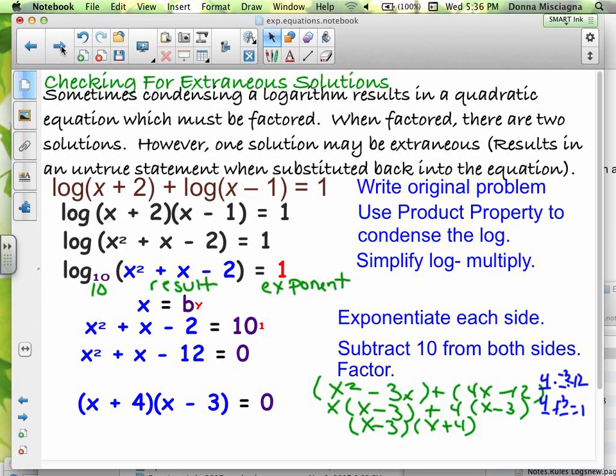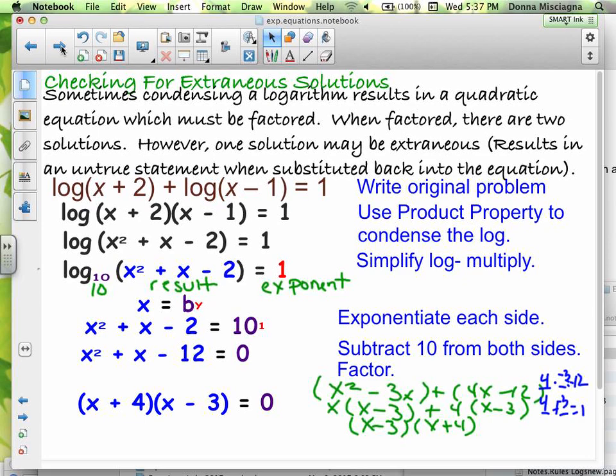So checking for extraneous solutions, and this one is on the side there, all filled out for you. I think all filled out. All right, so sometimes condensing a logarithm results in a quadratic equation which must be factored. When factored, there are two solutions. However, one solution may be extraneous, resulting in an untrue statement when substituted back into the equation. In other words, a false solution. So that's what I say. Anytime we have more than one log, whether it's log plus log or log equals log, we have to check because we can get those false solutions. It works in the equation, it just doesn't work with log.